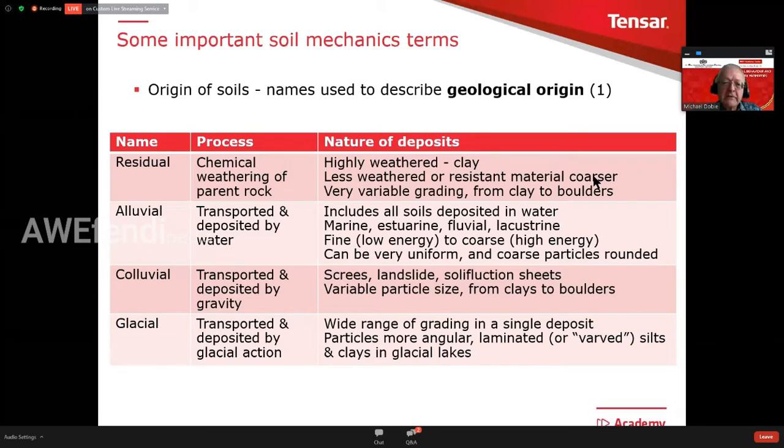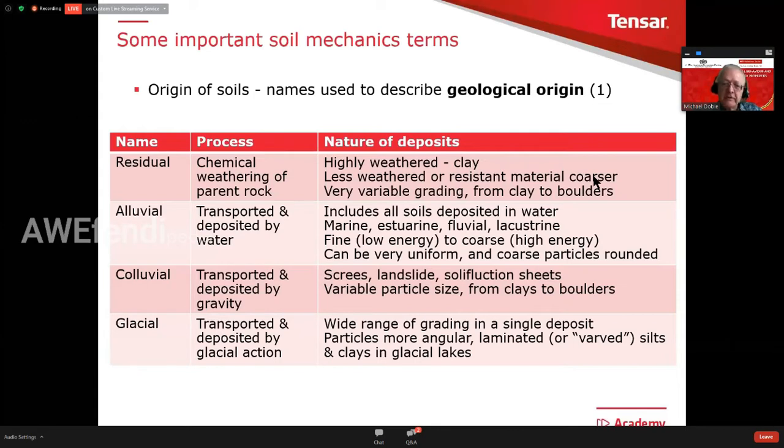But there are normally eight, and I've got two slides. So on the first slide, we have four items there. Residual, alluvial, colluvial, and glacial. Well, of interest here in Indonesia is the first two, residual soils and alluvial soils. So let's spend a little time thinking about those two.